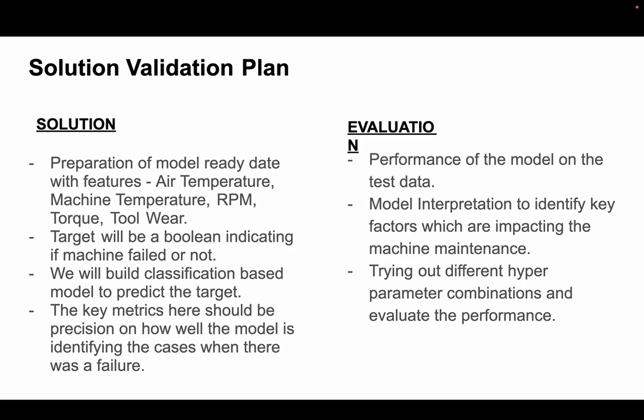Now, the solution validation plan. Basically we have a set of features like air temperature, machine temperature, RPM, torque, and tool wear. The target will be a boolean flag indicating if the machine will fail or not. It's a classification problem, so we'll predict the target. The key metric should be precision, basically how well we are predicting when it will fail. So that is important here. Evaluation is again done on the performance of the model on the test data. Model interpretation is done to provide the key factors which are impacting the machine maintenance. We try out different hyperparameter combinations and evaluate the performance further to make the model more robust.